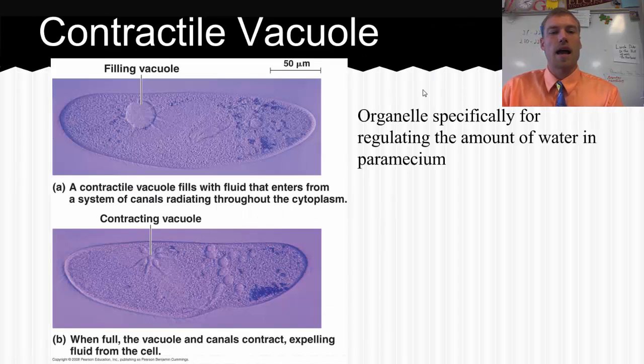We can also have, when we're dealing with water regulation, specific organelles that are built for this. This is what is known as a contractile vacuole. The vacuole fills with water and other ions inside the cell, and then it will expel that water out. So basically, it allows the cell to live in a hypotonic environment without bursting, because it's able to push water back outside of itself.